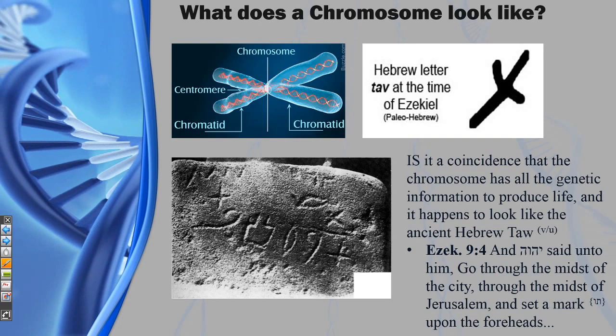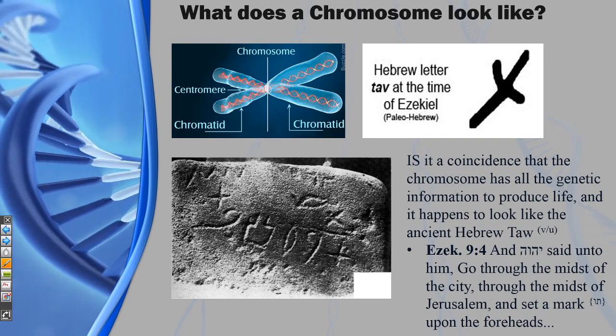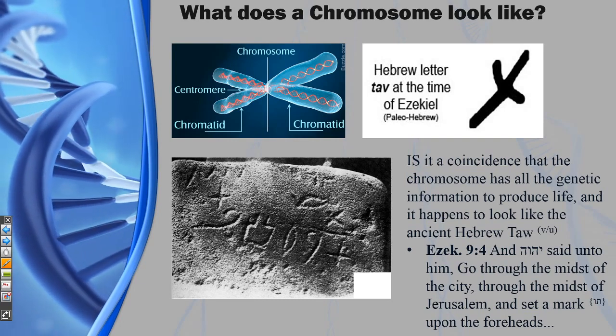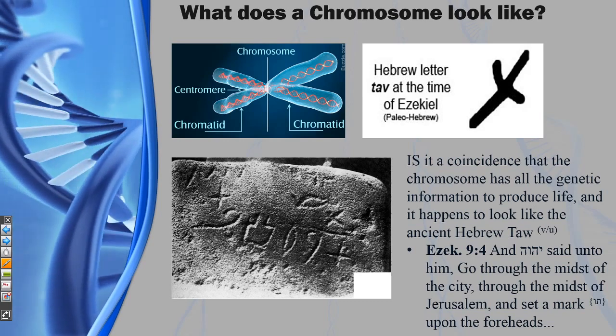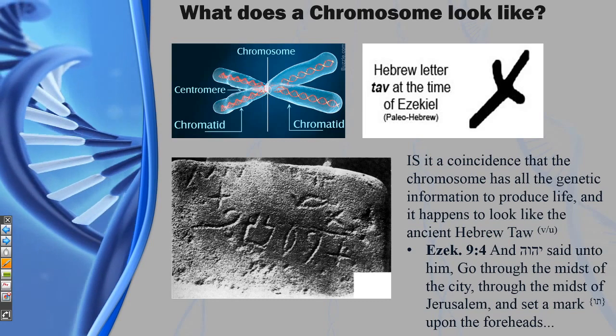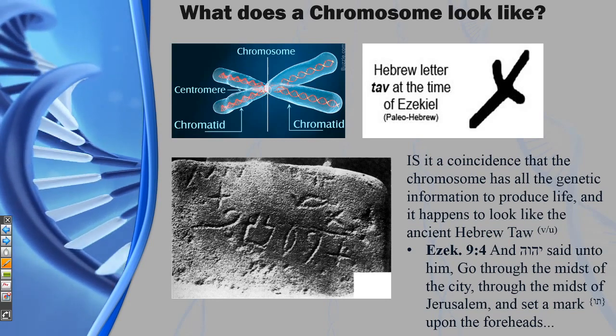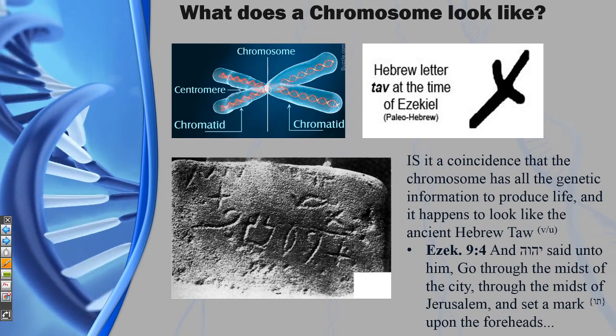All right, so is it a coincidence that the chromosome has all the genetic information to produce life, and it happens to look like the ancient Hebrew tav, or tau, if you will? Okay? Now, the question becomes, what does the word tav or tau mean?